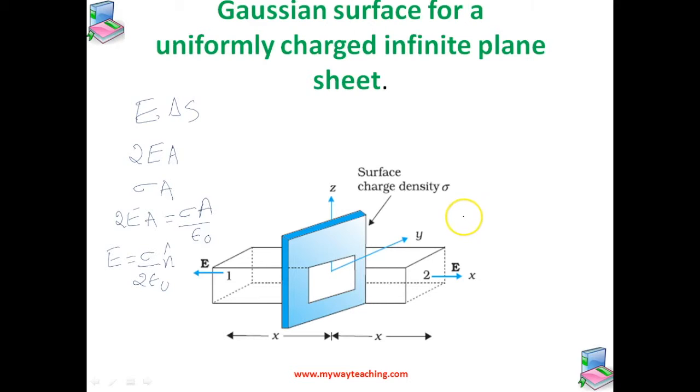And E is independent of x also. So for an infinitely large planar sheet, this equation of E is approximately true in the middle regions of a finite planar sheet and away from the ends.